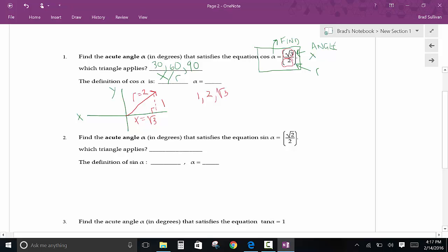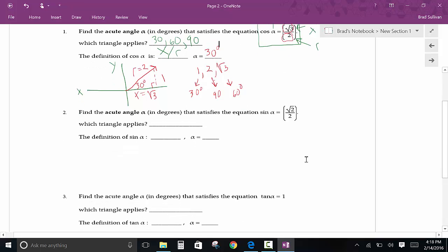So now what you've got to do is just figure out the angle. Remember, 1 goes opposite 30, 2 goes opposite 90, and square root of 3 goes opposite 60 because they're put in numerical order. So that means the answer to this problem is alpha is equal to 30 degrees. So what you're doing is you're doing this problem in reverse. You're taking a statement, cosine alpha equals square root of 3 over 2. So I've really given you the ratio x over r since I'm asking for a cosine, and then you can work backwards to find the value of that angle.